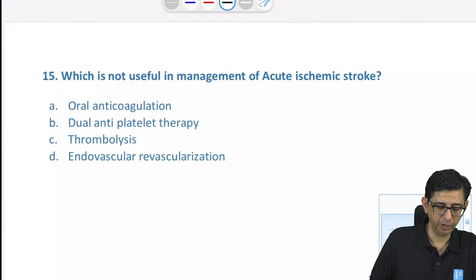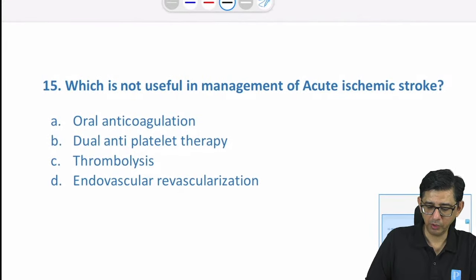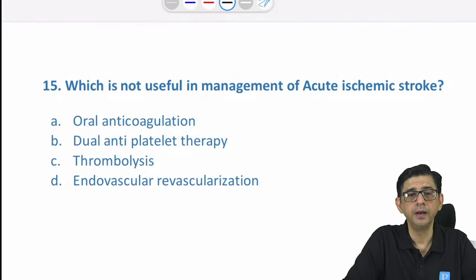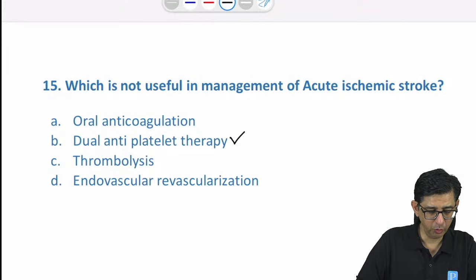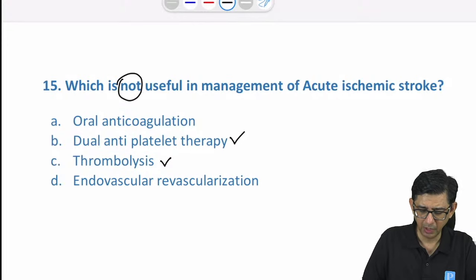He says, which of the following will not be useful for management of acute ischemic stroke? Dual antiplatelet therapy is used anyway. We use thrombolysis in the patient as well. And I am getting a C. We do thrombolysis, right? He's saying which is not useful in the management of this patient. And then we go in for endovascular revascularization.